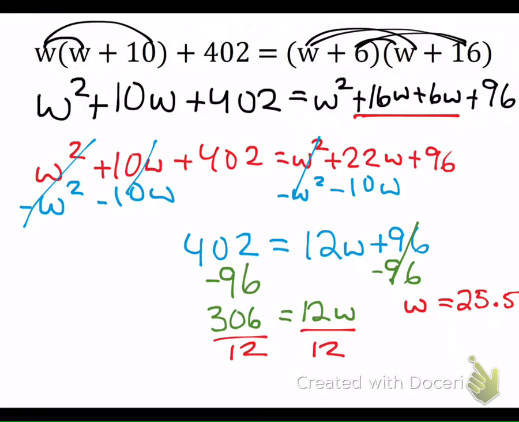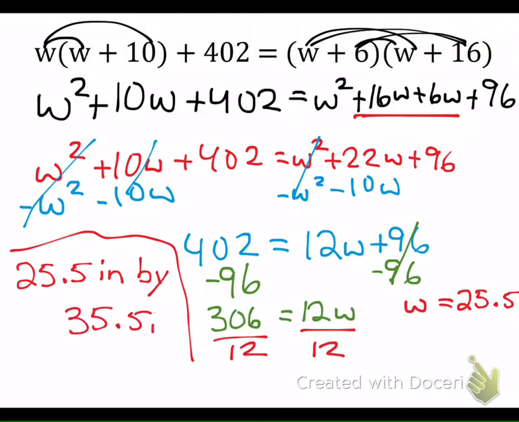So one of my dimensions, and I'm going to write it over here. This will be my answer. So I have 25.5 inches by, so that's the W. What did we call the other dimension of the original picture? What was it? W plus 10? So what is 25.5 plus 10?